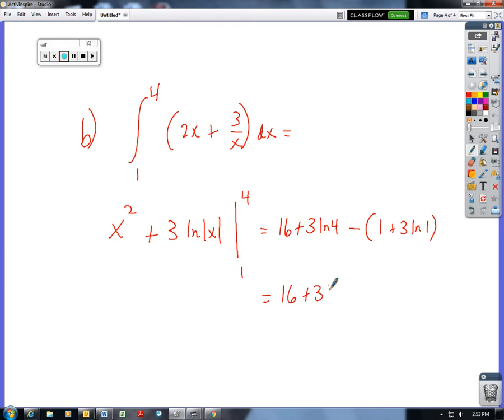16 plus 3 natural log of 4 minus 1. So 16 minus 1, 15 plus 3 natural log of 4 is our answer.